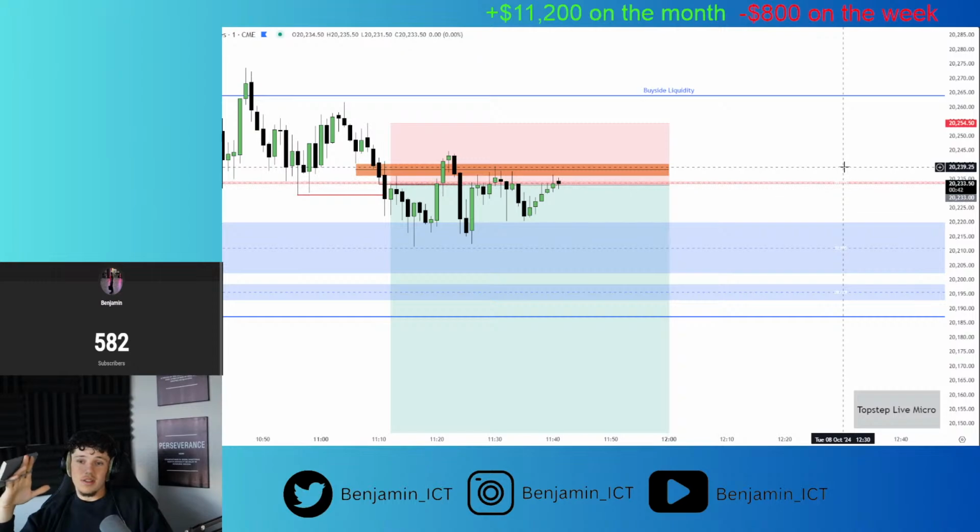My strategy is I find the drawn liquidity and I find a lower time frame entry. That's literally it. I just figure out when I just tape read. My lower time frame model is 2022.